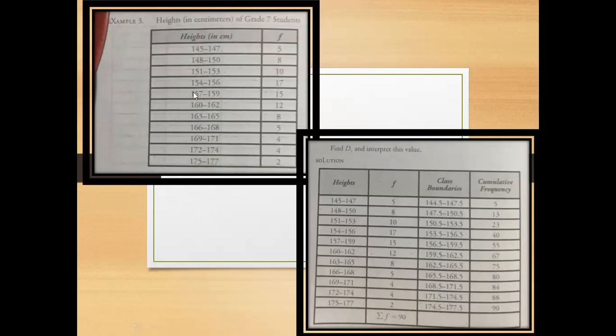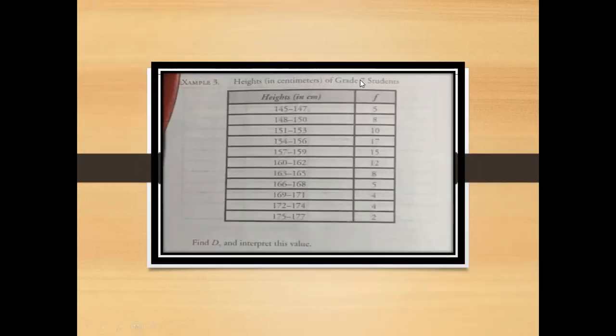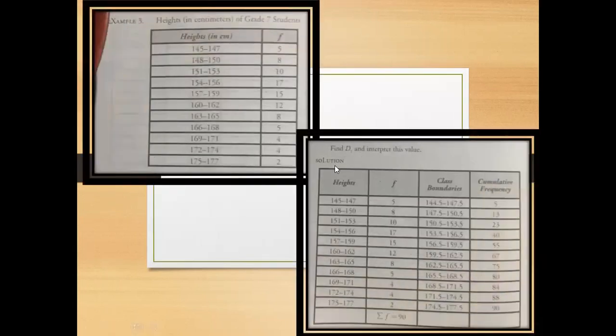Okay, so yan. We have here class boundaries and cumulative frequency. So, since sa problem natin is walang nakasulat kung ilan, di ba? Walang nakasulat kung 50 and so on. So, dito natin sa frequency malalaman kung ilan po ba yung student. So, ito po ay 90. So, check natin. I-add lang natin 5 plus 8 and so on. So, the sum of the frequency is equal to 90.